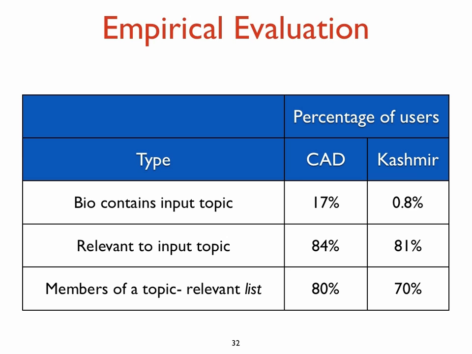Moreover, 80% of the users in the CAD community are members or are subscribed to a CAD relevant list, while the Kashmir community contains 70% of users in a Kashmir relevant list. This shows that iTop is efficiently able to discover topic centric communities even if the user hasn't explicitly mentioned his interest in his profile bio.